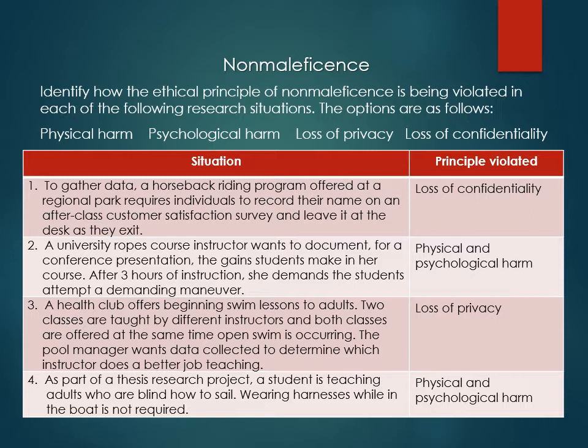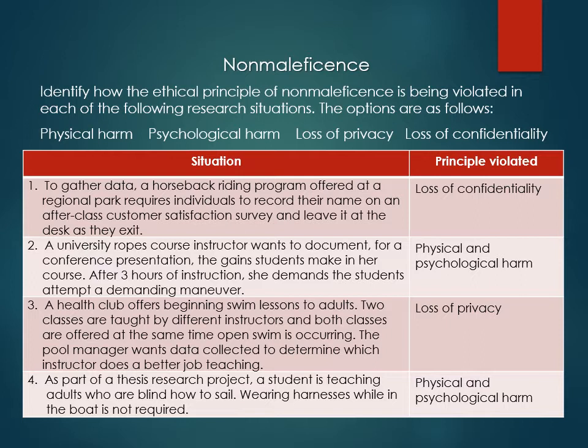Number 3, a health club offers beginning swim lessons to adults. 2 classes are taught by different instructors, and both classes are offered at the same time. Open swimming is occurring. The pool manager wants data collected to determine which instructor does a better job teaching. So, because it's going on at the same time as another activity, we have a loss of privacy. Now, it's a good thing to determine who's the better instructor, but we want to look at privacy as well, make sure that that's ensured.